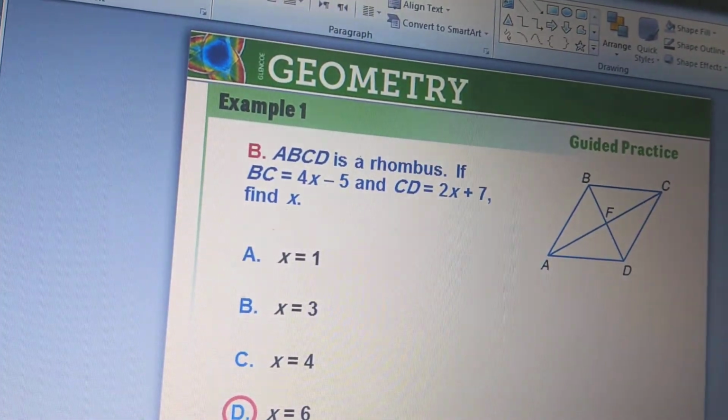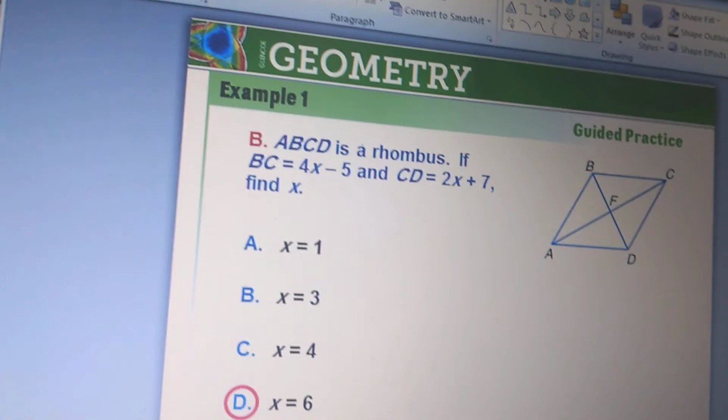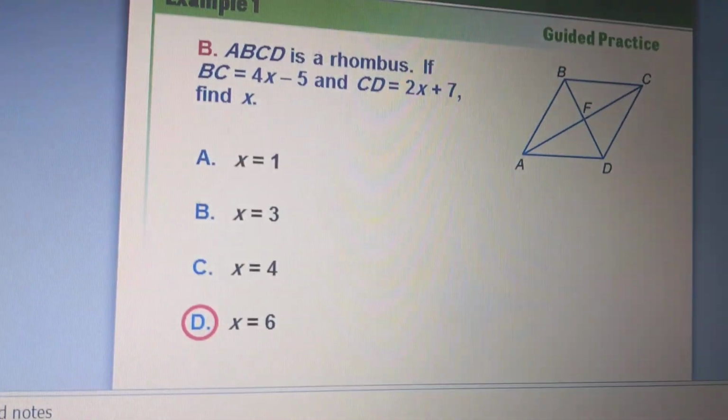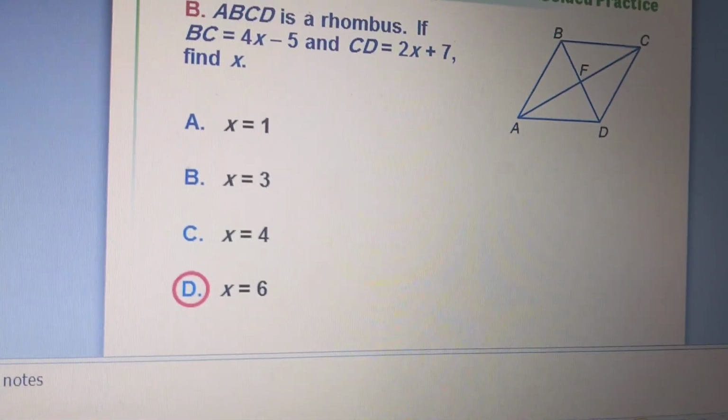This example is also the same. Solve it by yourself and check your answer.